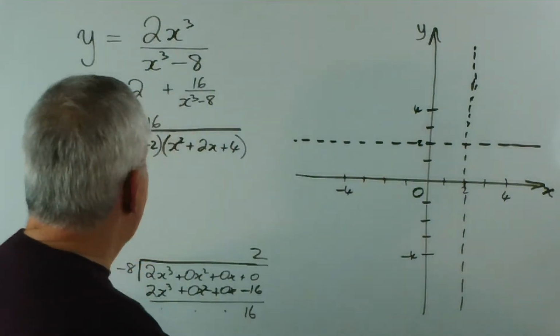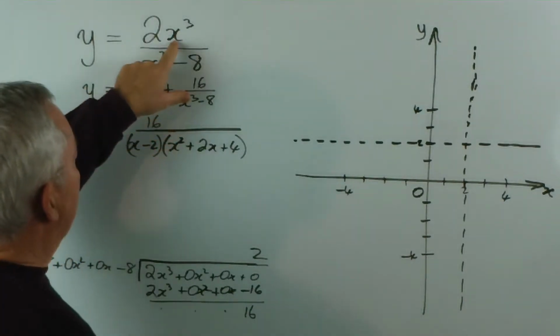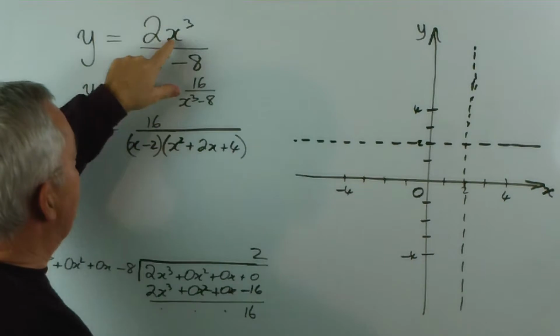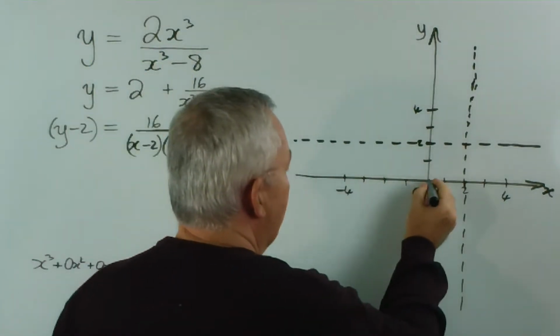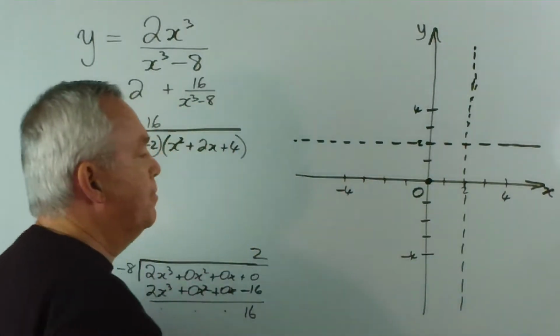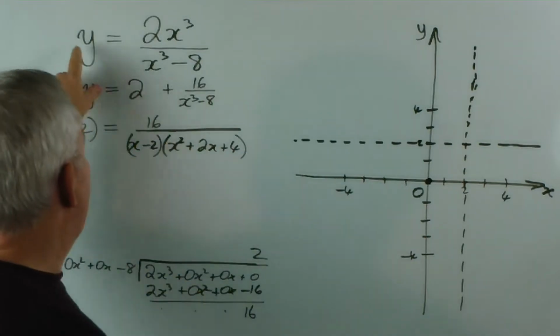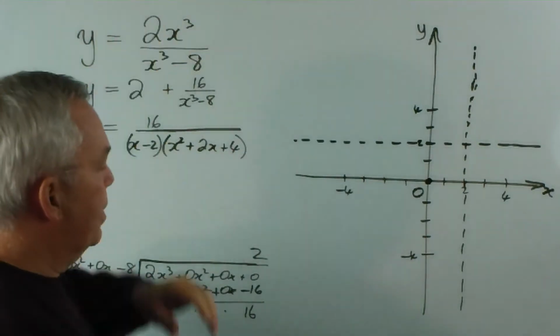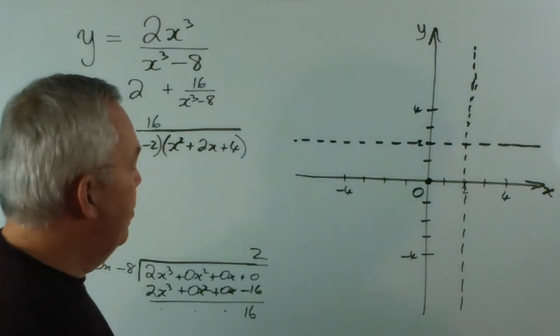What about intercepts? Well, let's look up here. If x is equal to 0, we get 0 over negative 8, which is 0 for y. So the curve must go through there, through 0, 0. And that's obviously, if we substitute 0 for y, we get the same result. So that's the only information we get in terms of intercepts.